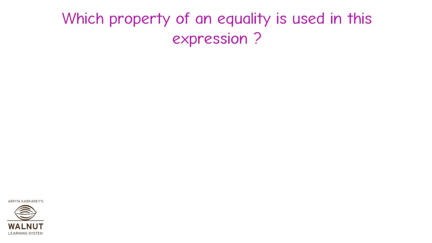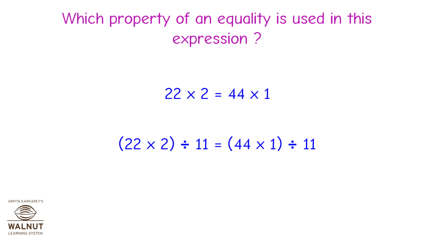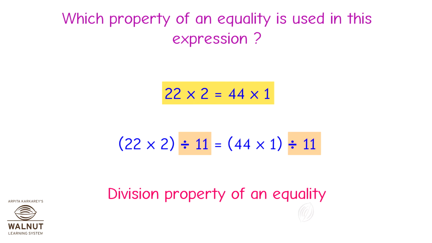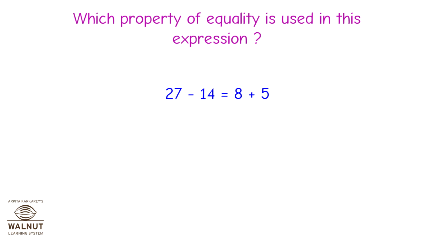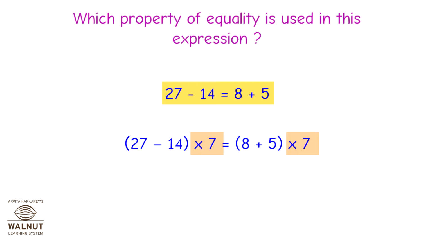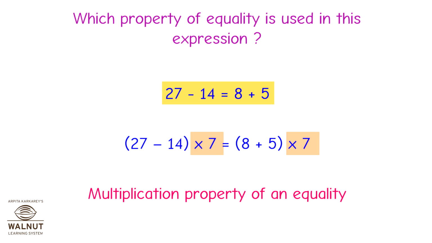Which property of an equality is used in this expression? 22 multiplied by 2 is equal to 44 multiplied by 1. 22 multiplied by 2 divided by 11 is equal to 44 multiplied by 1 divided by 11. Division property of an equality. 27 minus 14 is equal to 8 plus 5. 27 minus 14 multiplied by 7 is equal to 8 plus 5 multiplied by 7. Multiplication property of an equality.